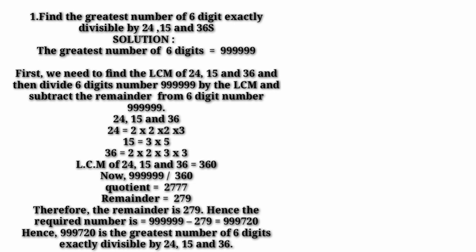Students, in these questions, you just have to find the LCM of 24, 15 and 36, and by that LCM you divide the greatest number of 6 digits. You get the remainder 279. Just 279 should be removed from 9,99,999, and you get 9,99,720, which is your required result. Okay students, now moving to the next question.